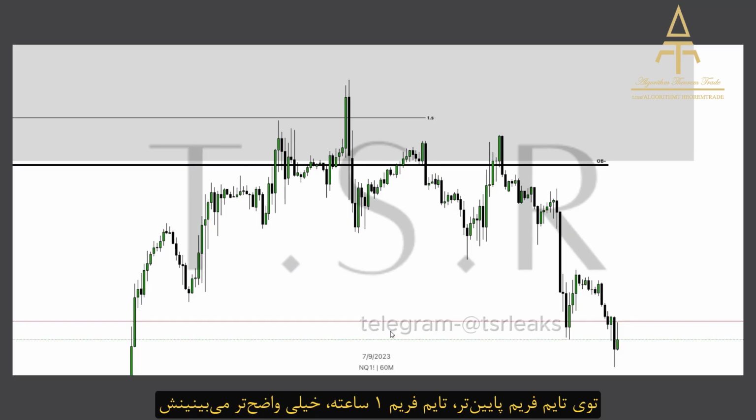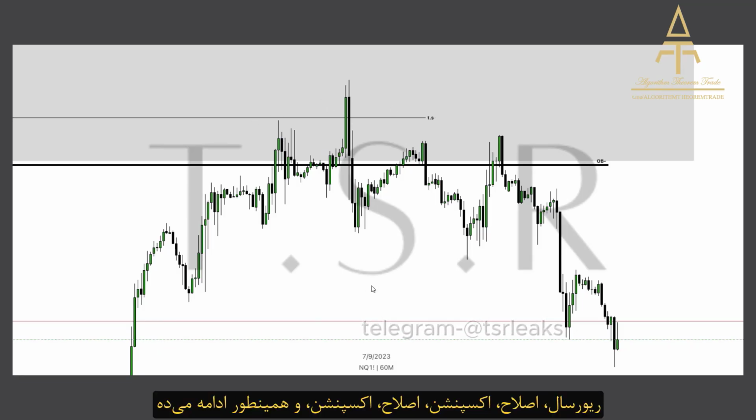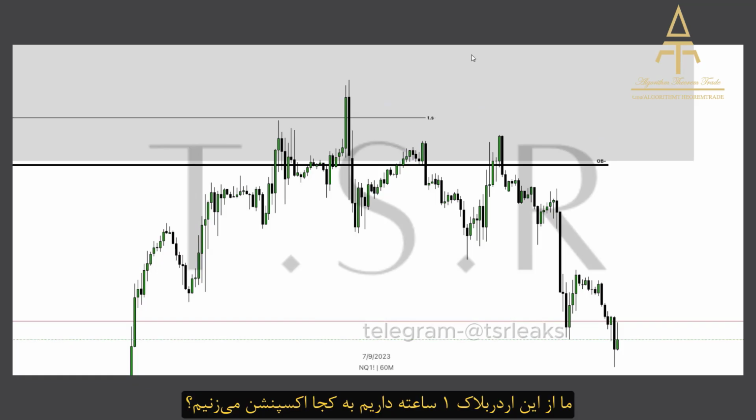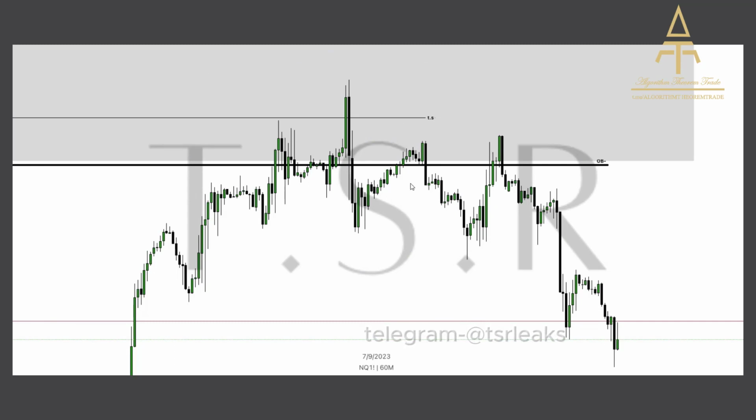On the lower time frame, the 1-hour time frame, you can see a lot clearer. We have a range expansion, range manipulation into the key level, reversal, retracement, expansion, retracement, expansion, and so on. Where are we expanding off of? This 1-hour order block.